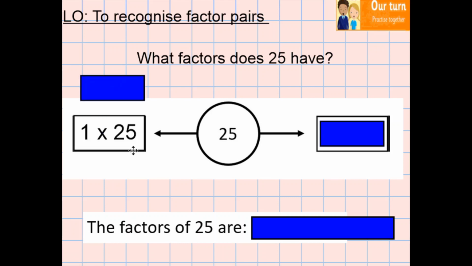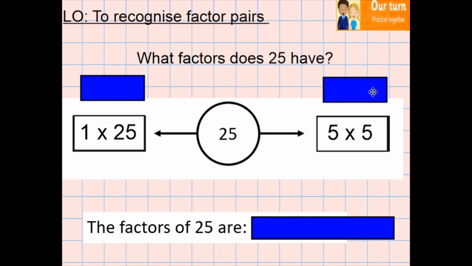So 1 times 25 is 25, so that's 1 that we've done. 2, does 2 go into 25? No. 3? No. 4? No. 5? Oh yes, 5 goes into 25, and actually I know that 5 lots of 5 makes 25. But what do you notice about that? We talked about the factor pairs, but actually 5 is the same number here.